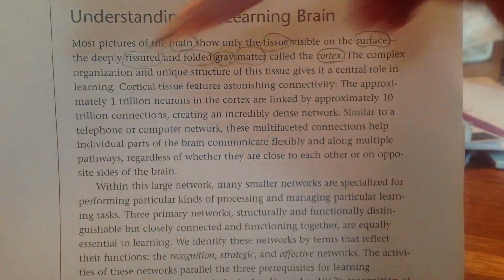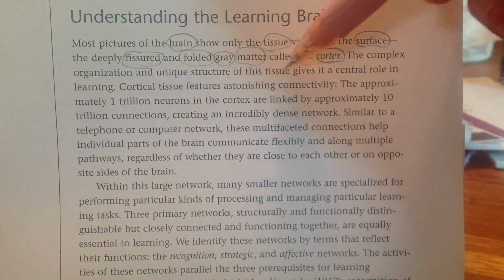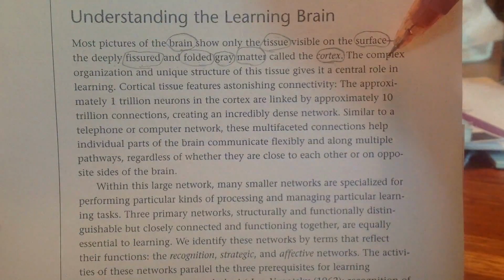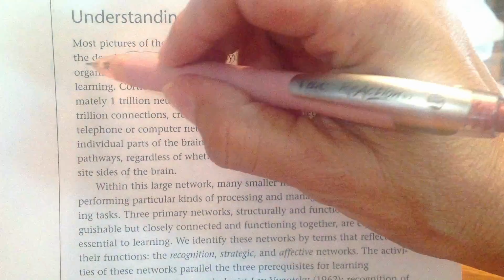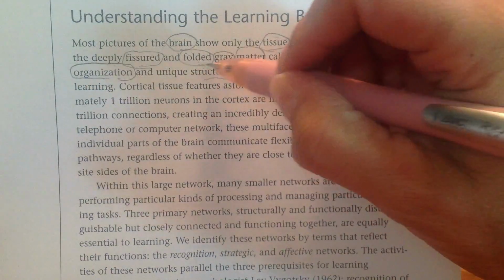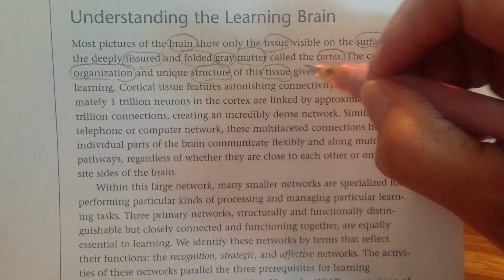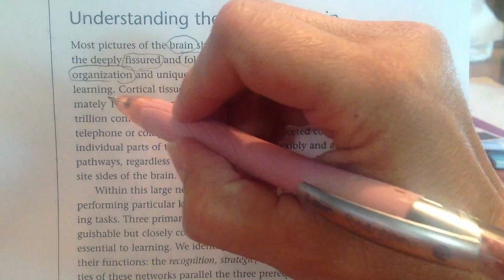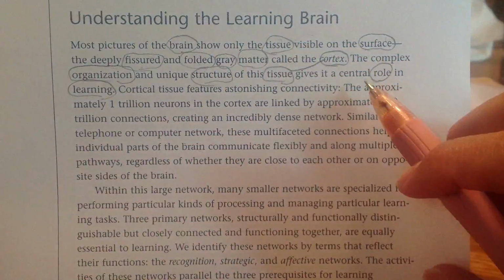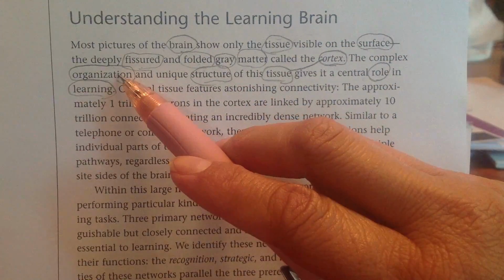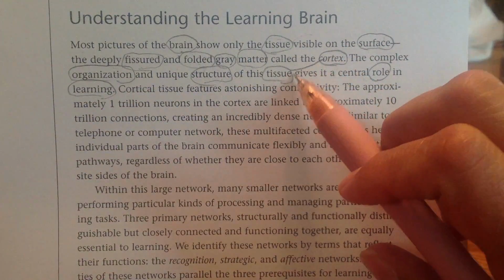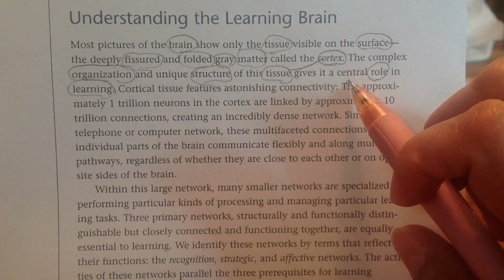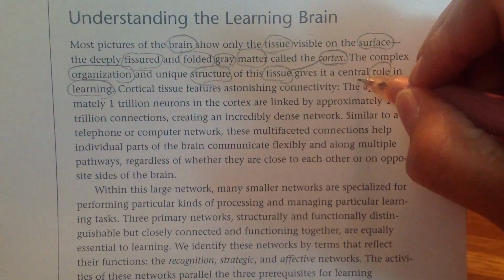Next chunk. The complex organization and unique structure of this tissue gives it a central role in learning. What did I just read? Complex organization. Okay, organization, structure of this tissue, we're talking about the cortex, gives it a central role in learning. So the organization and the structure of the cortex, which is a tissue, gives it its essential role in learning.